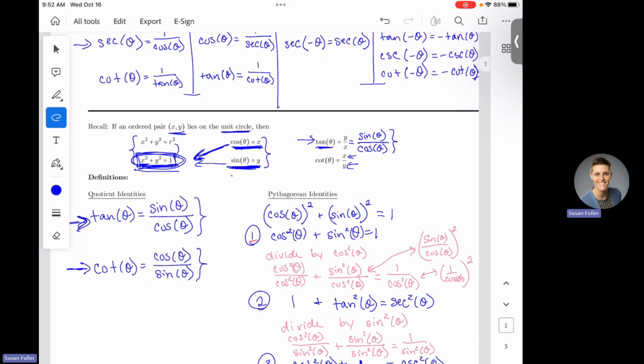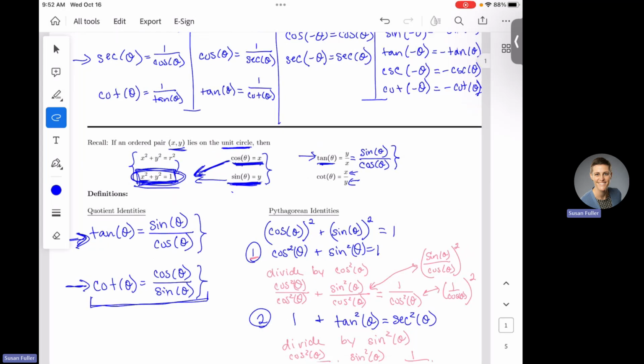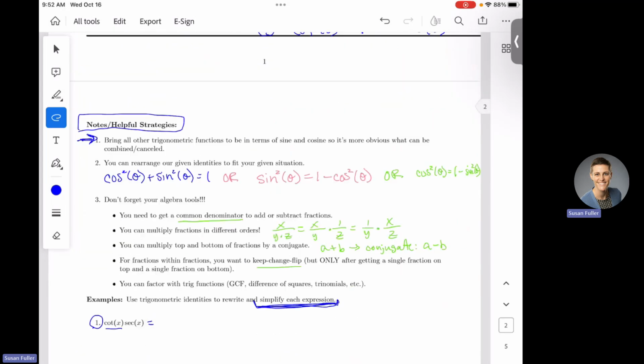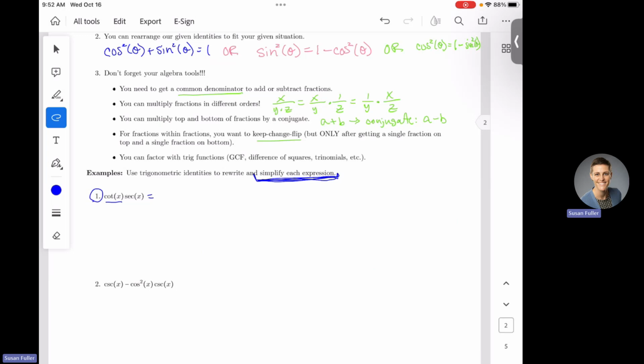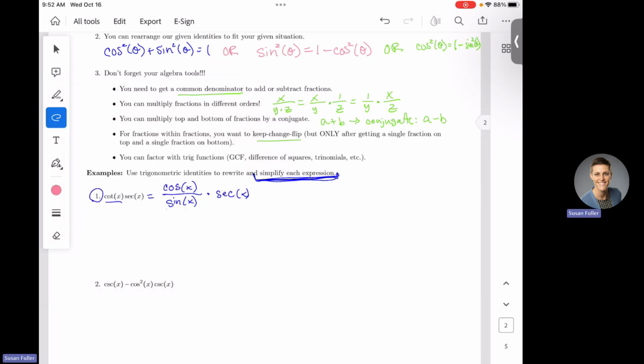We can come back to our list here. Cotangent, right here, are quotient identities. We can use this quotient identity to turn cotangent of x into sines and cosines. So cotangent is cosine over sine. So I'm going to turn cotangent of x into the cosine of x divided by the sine of x, right? I can do that. And what kind of identity did I just apply? Right? This was a quotient identity.